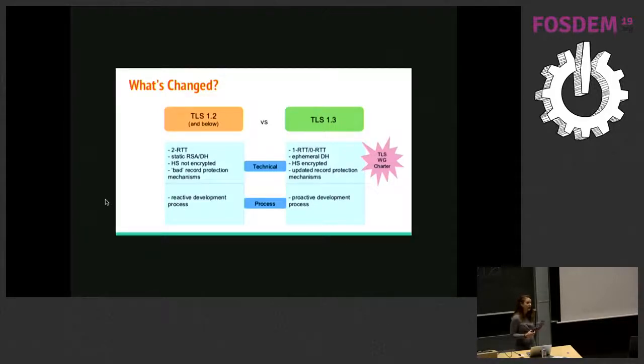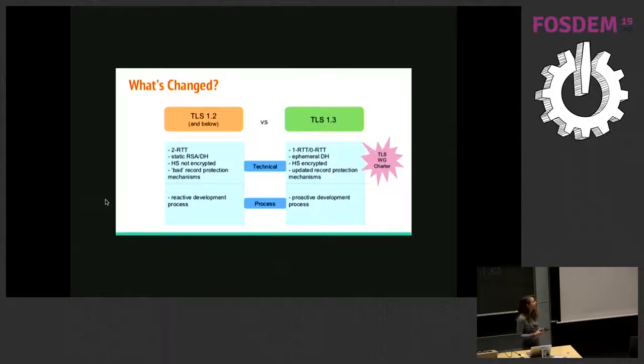So following the announcement of an attack, the TLS working group would take a longish time to respond to that attack. They'd respond by either updating the next version of the protocol and in some cases releasing an extension, which is almost like a patch.